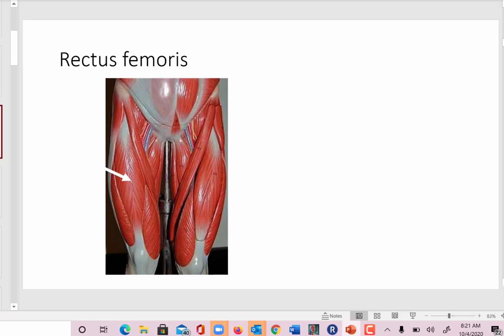So here is the right rectus femoris. And you can see down here that it leads to the quadriceps tendon, which then crosses the knee over the patella and then turns into the tibial ligament and then inserts on the tibial tuberosity. Here is the other rectus femoris.